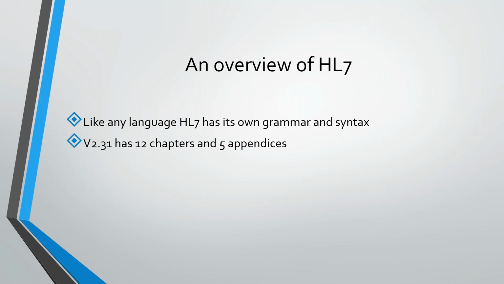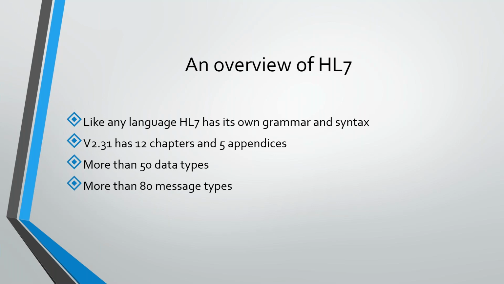The most famous version that you will see out there is version 2.3. It has 12 chapters and 5 appendices. It's not that we don't have other versions; we'll take a look at the version history in a while, but yes, 2.3 is the most famous one. There are more than 50 data types across all the different versions, and more than 80 message types. We'll focus more on message types in a while, and we'll see data types down the line during the training. There are more than 86 event types. If you don't understand message types and event types, don't worry, we will be talking more about that tomorrow.